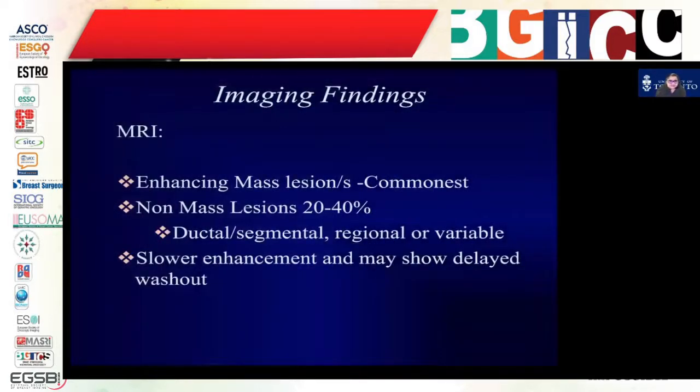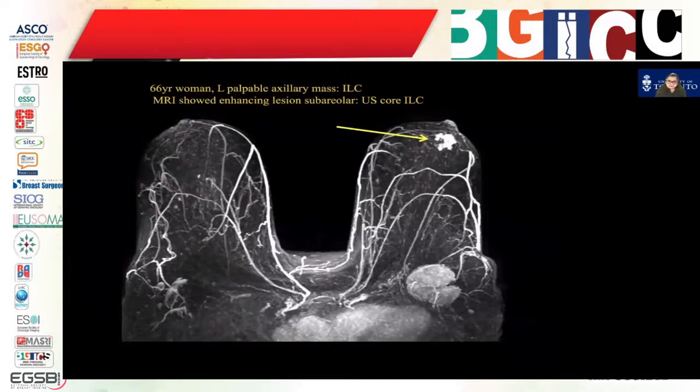So on MRI, invasive lobular carcinoma can present as an enhancing mass, or as non-mass enhancement in 20 to 40%, which may be ductal, segmental, regional. Sometimes you may get slow enhancement with delayed washout, very much like a benign lesion. And sometimes you may even miss invasive lobular carcinomas in women with MRI. This is a lesion that presented as a mass.